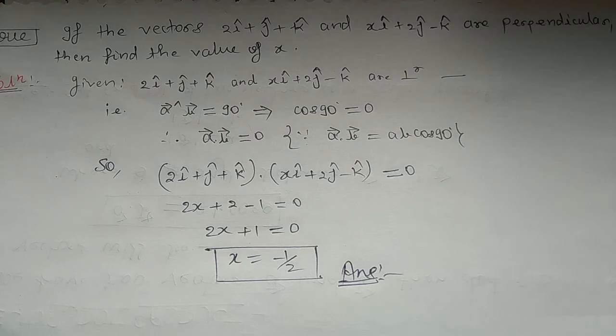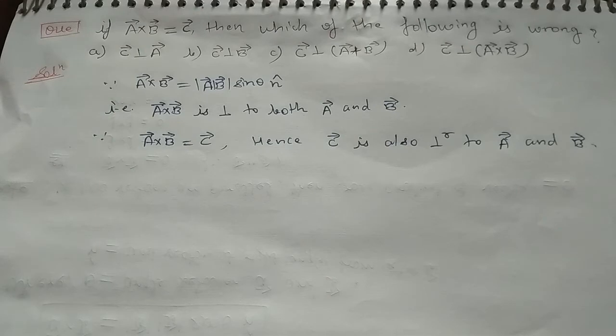Okay. So next we'll discuss the next problem on vector products. If a cross b is equal to c, then which of the following is wrong?